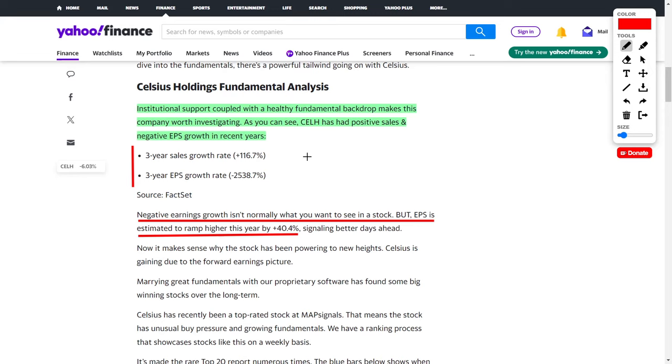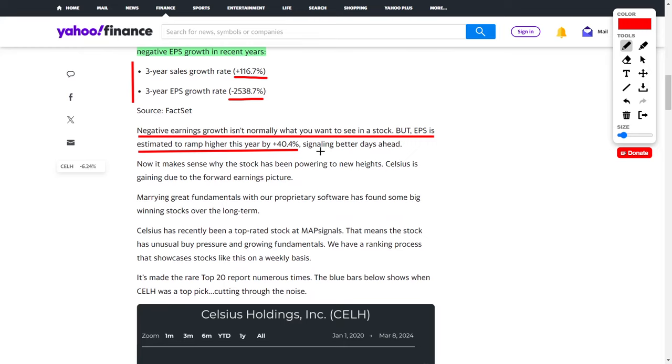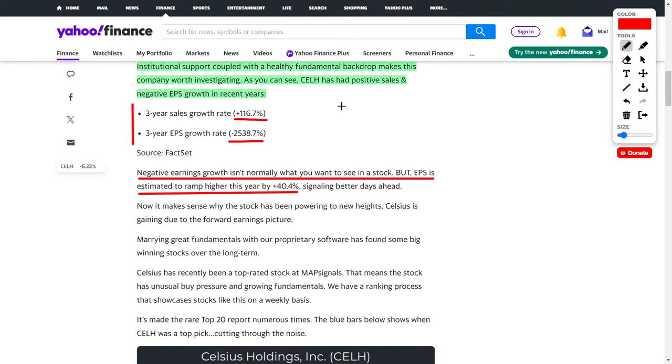Their 3-year sales growth rate is literally over 116.7%, which is great news. However, there is a problem here, because over the same period, their EPS growth is actually at a loss of 2,538.7%. Clearly, negative earnings growth is not something that you would want to see, but their EPS is estimated to ramp higher this year by 40.4%, which is very positive.